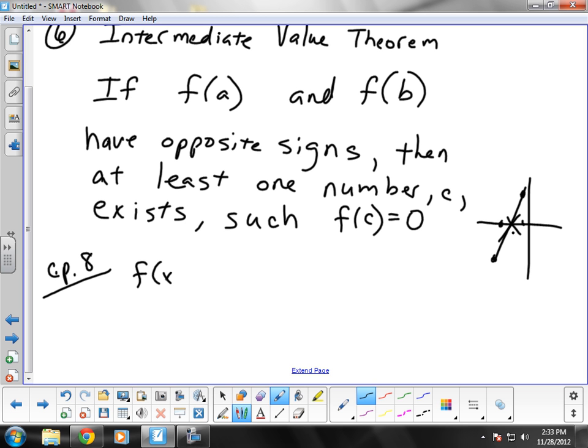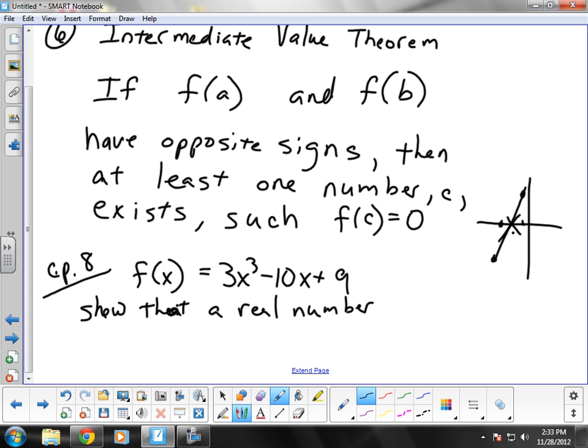Says if we have a function f of x that's 3x to the third minus 10x plus 9, we want to show that a real number, a real zero, how about, exists between x equals negative 3 and x equals negative 2. Now, if we wanted to prove that, then we can prove that with this intermediate value theorem.